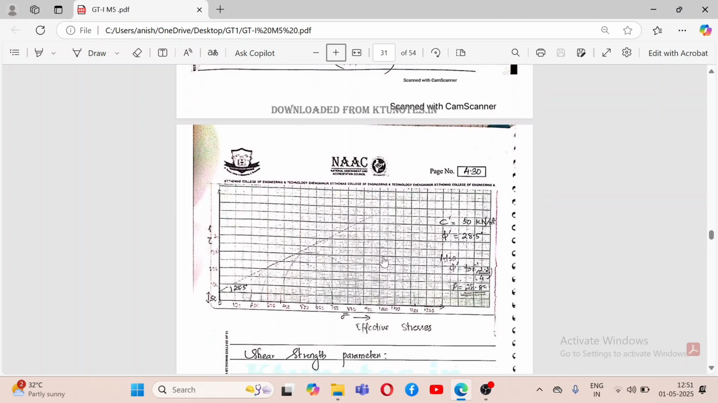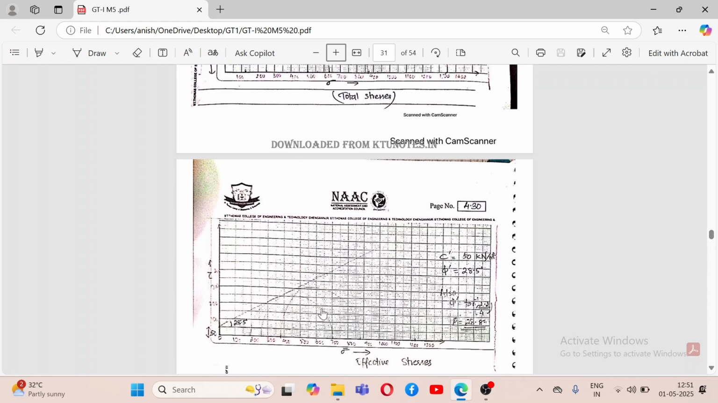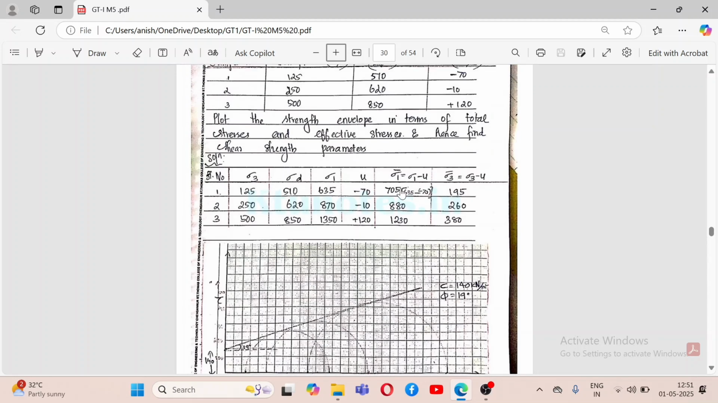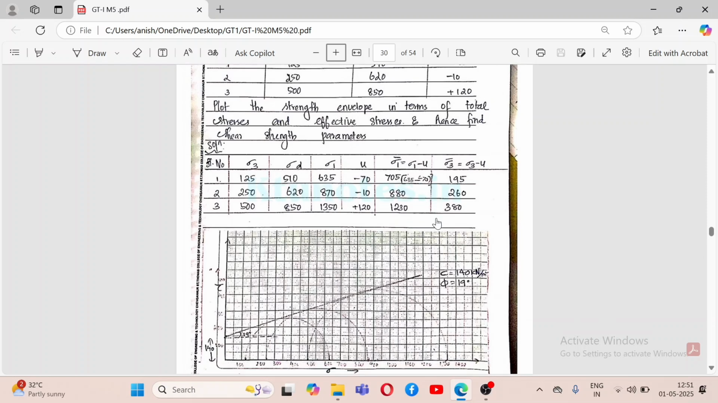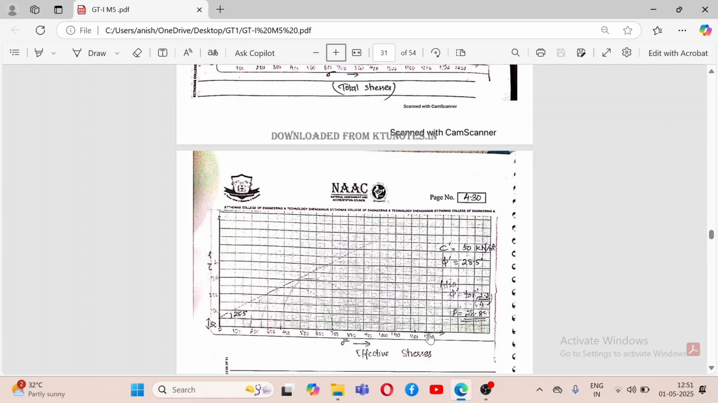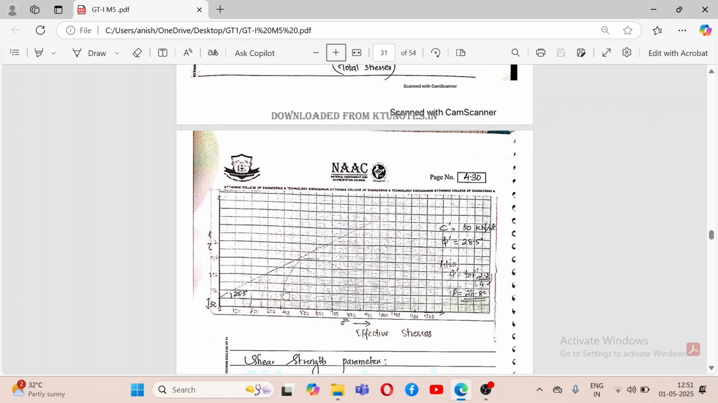So for effective stress, similarly you draw sigma dash and tau. Similarly, take sigma 1 dash plus sigma 3 dash divided by 2. Whatever value you get, take that as the center and draw the corresponding curve. Then do the same for the second sample and the third sample. You get sigma dash as a value, and then take C from 0 to whatever point this intercepts.